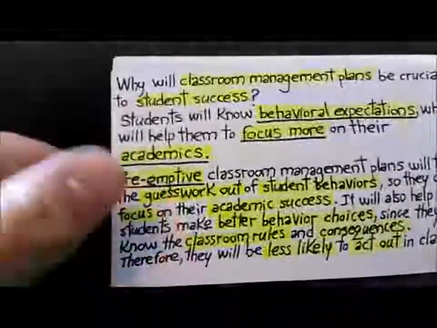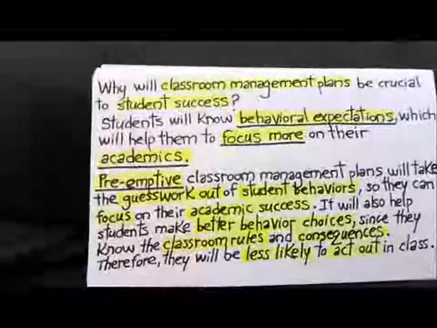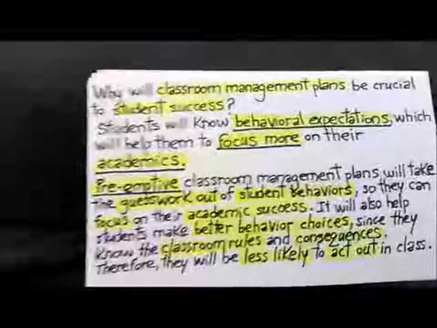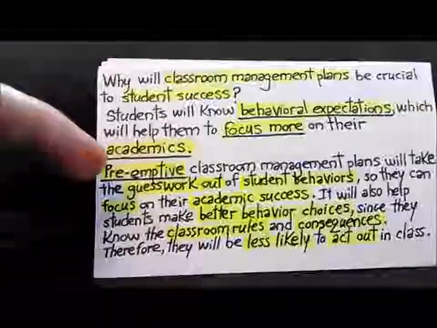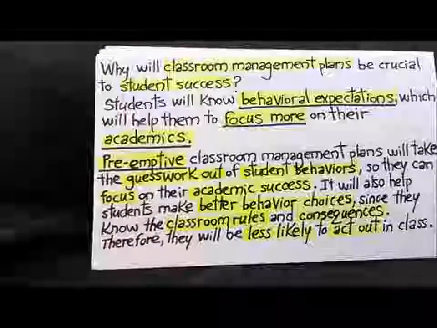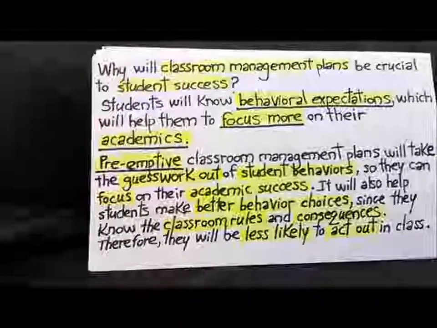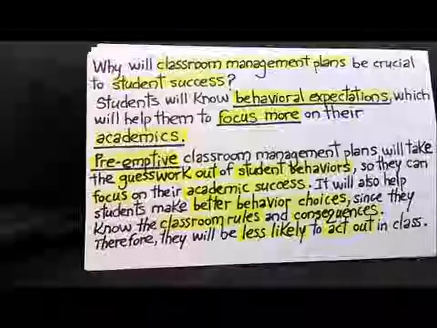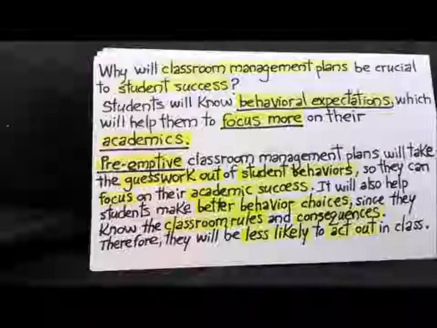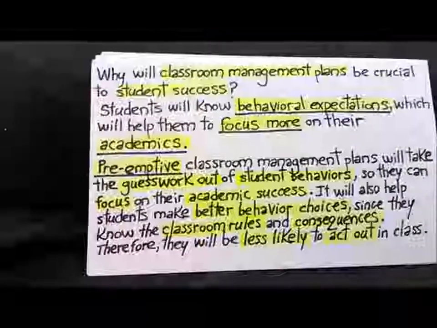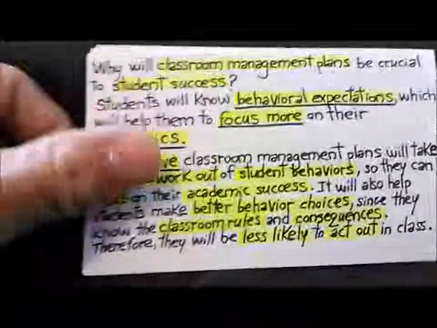Why will classroom management plans be crucial to student success? Well, students will know behavioral expectations, which will help them to focus more on their academics. Preemptive classroom management plans will take the guesswork out of student behaviors so they can focus on their academic success. It will also help students make better behavior choices since they know the classroom rules and consequences. Therefore, they will be less likely to act out in class.